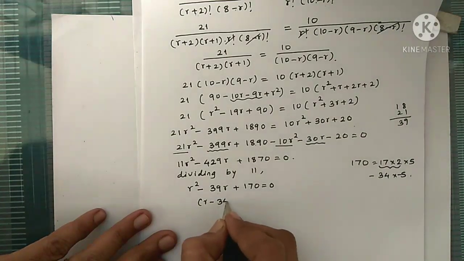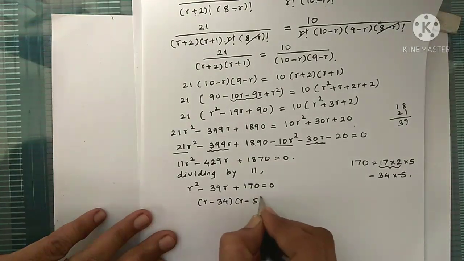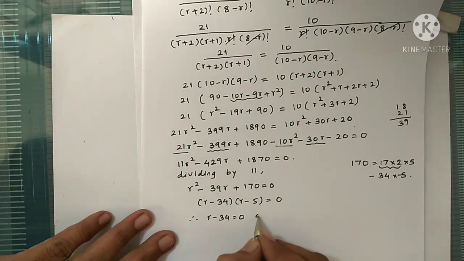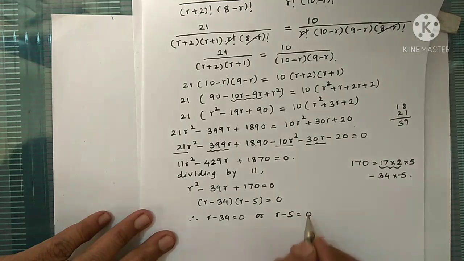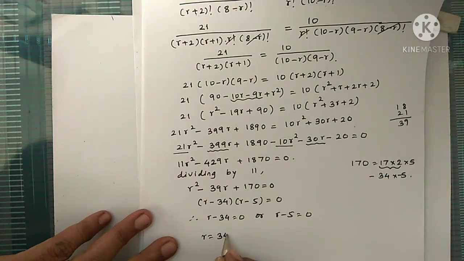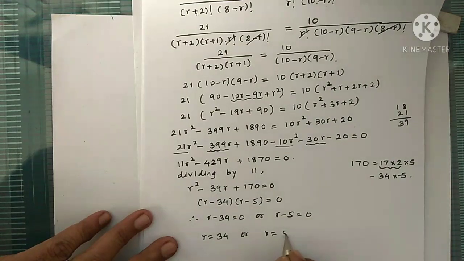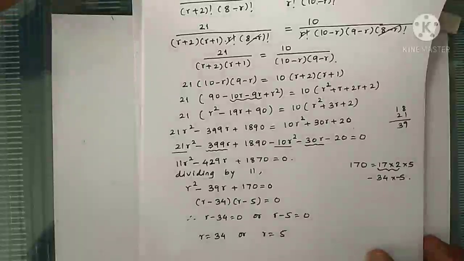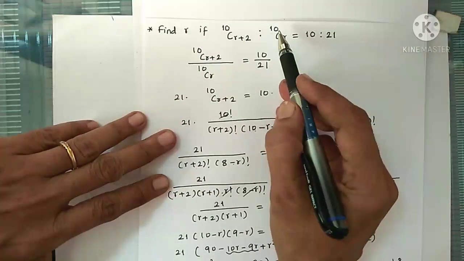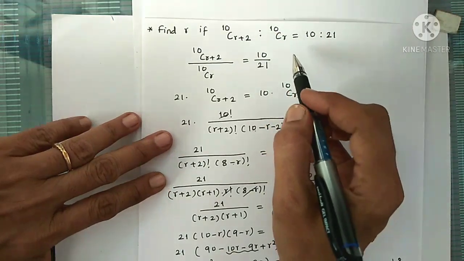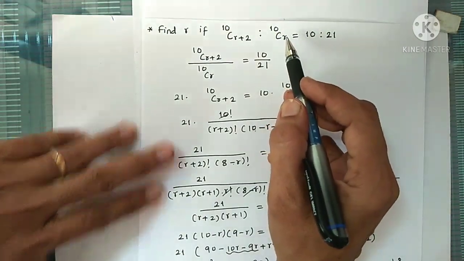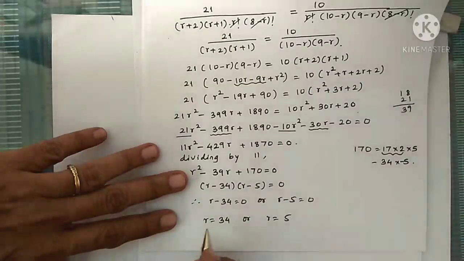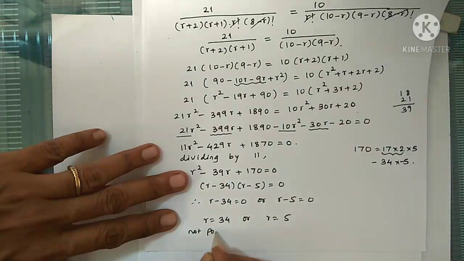So it is r minus 34, r minus 5 equals 0. So r minus 34 equals 0 or r minus 5 equals 0. So r equals 34 or r equals 5. But 34 is not possible. Why is 34 not possible? Because here it is given 10CR, and if r is 34, that means we are selecting 34 objects out of 10 objects. So that is not possible. So 34 is not a possible answer.